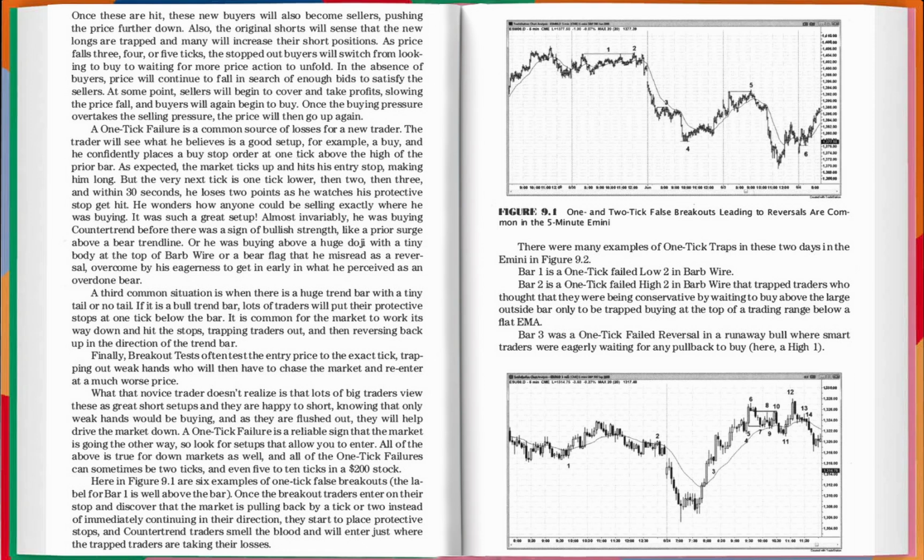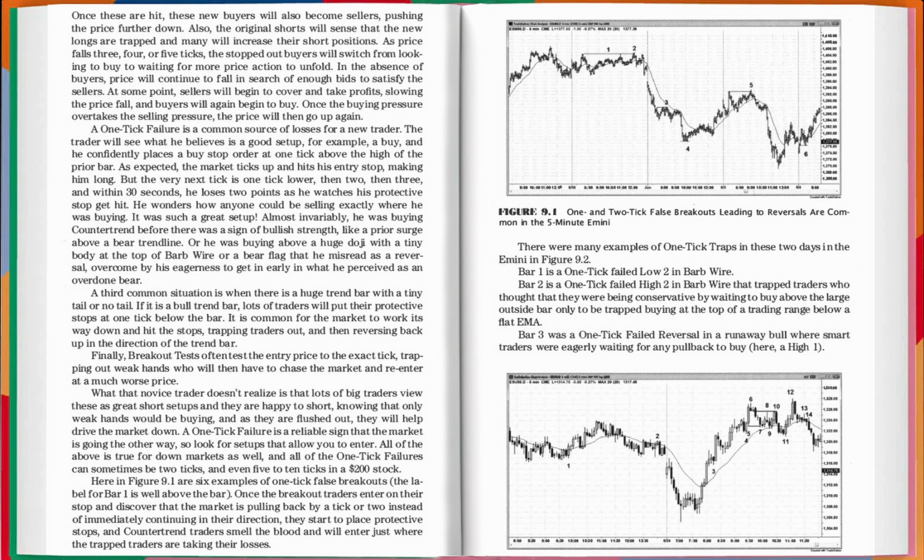A 1-tick failure is a common source of losses for a new trader. The trader will see what he believes is a good setup, for example, a buy, and he confidently places a buy stop order at 1 tick above the high of the prior bar. As expected, the market ticks up and hits his entry stop, making him long. The very next tick is 1 tick lower, then 2, then 3, and within 30 seconds, he loses 2 points as he watches his protective stop get hit. He wonders how anyone could be selling exactly where he was buying. It was such a great setup.